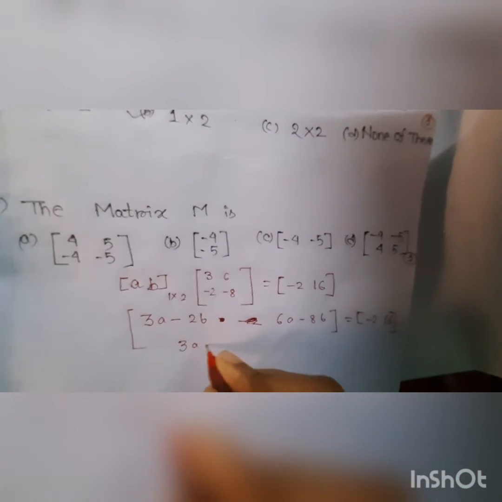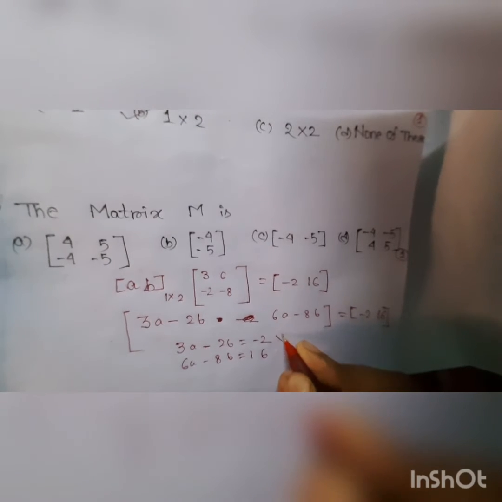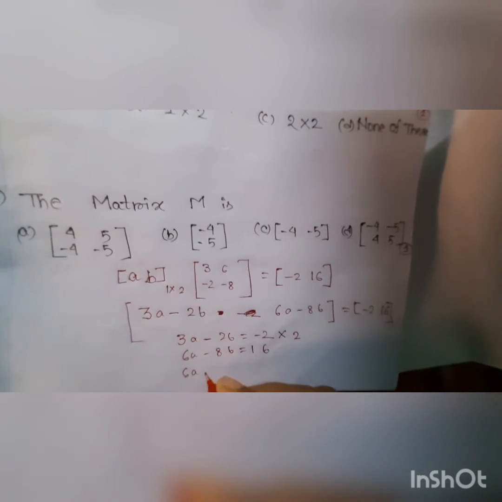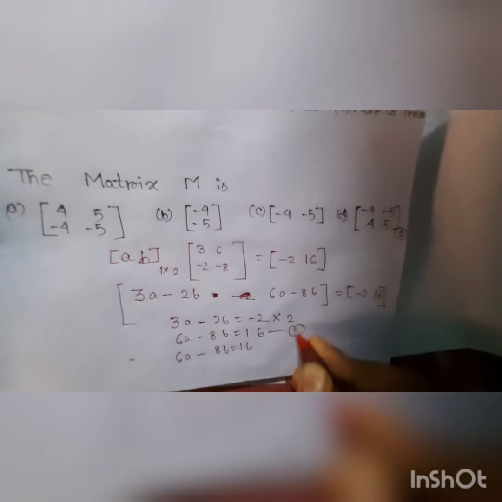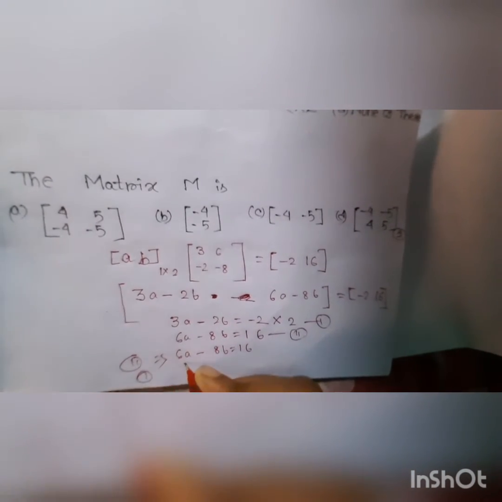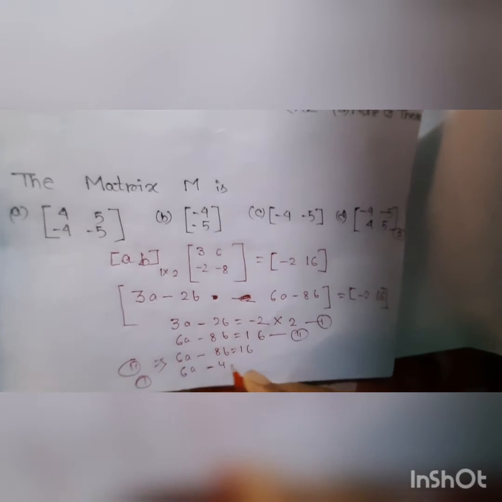Now you can equate the corresponding elements, that is 3a minus 2b equal to minus 2, and 6a minus 8b equal to 16. Now multiply the first equation by 2, and then subtract these two equations to eliminate a. What do you get? 6a minus 8b equal to 16 from equation 2, and equation 1 implies 6a minus 4b equal to minus 4.